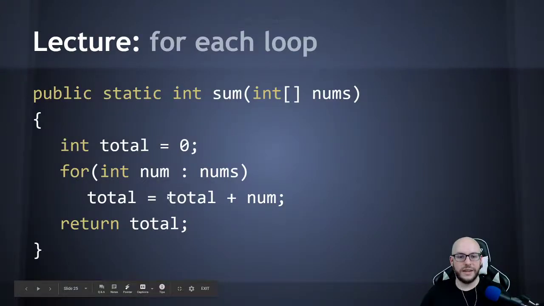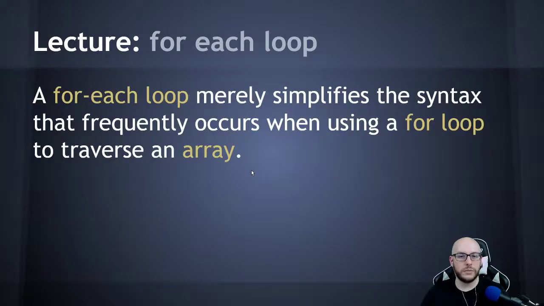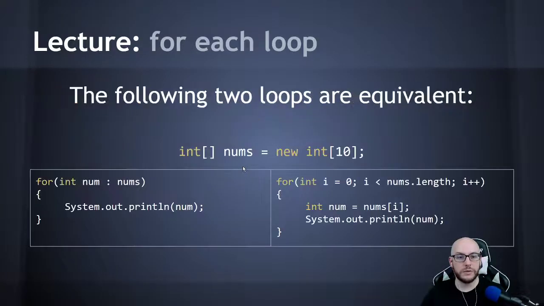So there is a solution. This could be a shorthand assignment operator. The for each loop merely simplifies the syntax that frequently occurs when using a for loop to traverse an array. So the following two loops are equivalent. On the left-hand side, given that we have integer array nums with a length of 10, I'm looping through and printing off the current element, which I'm just calling num, right? For each integer, which we'll call num in nums. The whole array is an integer array. The individual elements are integers. I'm just printing it off.